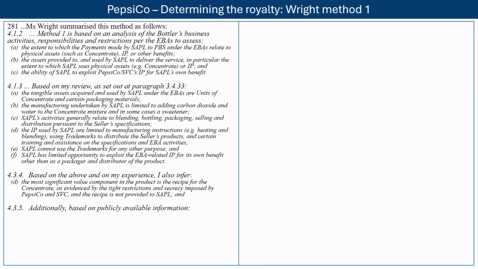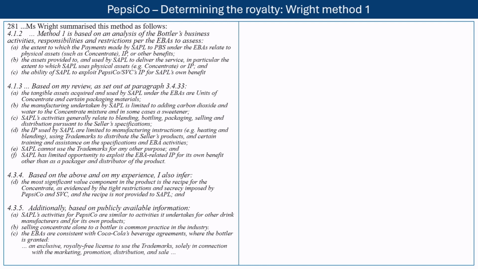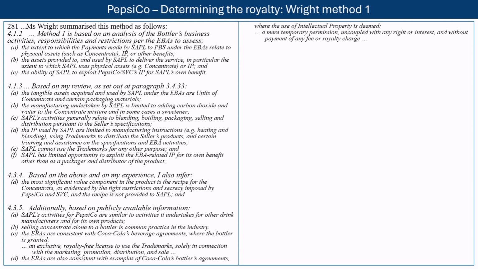Additionally, based on publicly available information, Schweppes' activities for PepsiCo are similar to activities it undertakes for other drink manufacturers and for its own products. Selling concentrate alone to a bottler is a common practice in the industry. The EBAs, these were the bottling agreements, are consistent with Coca-Cola's beverage agreements, where the bottler is granted an exclusive, royalty-free license to use the trademark solely in connection with the marketing, promotion, distribution, and sale, and where the use of intellectual property is deemed a mere temporary permission, uncoupled with any right or interest, and without payment of any fee or royalty charge.